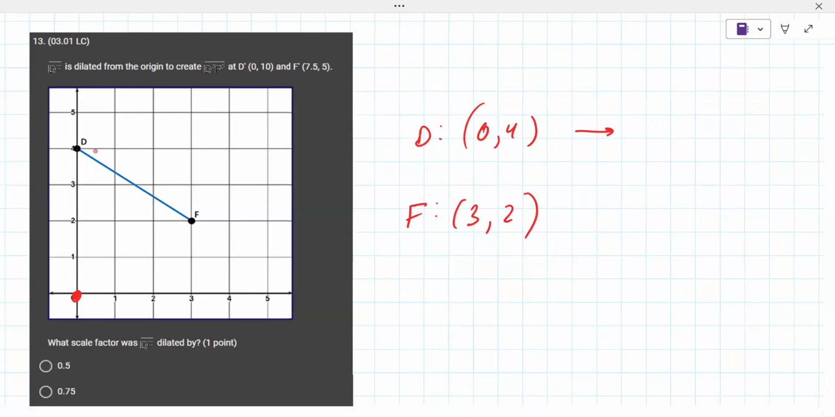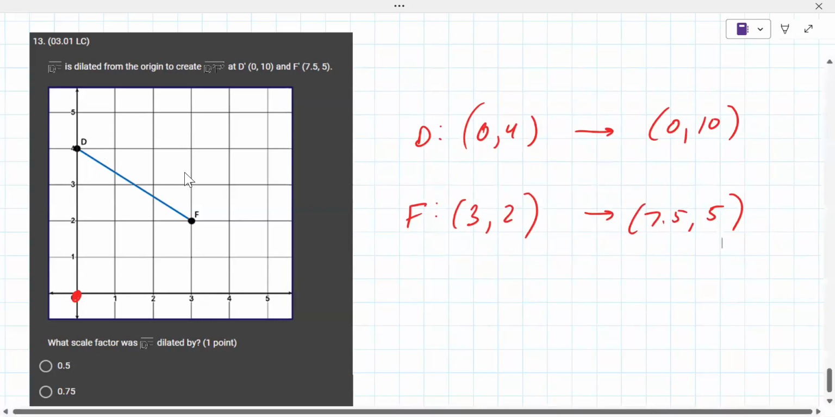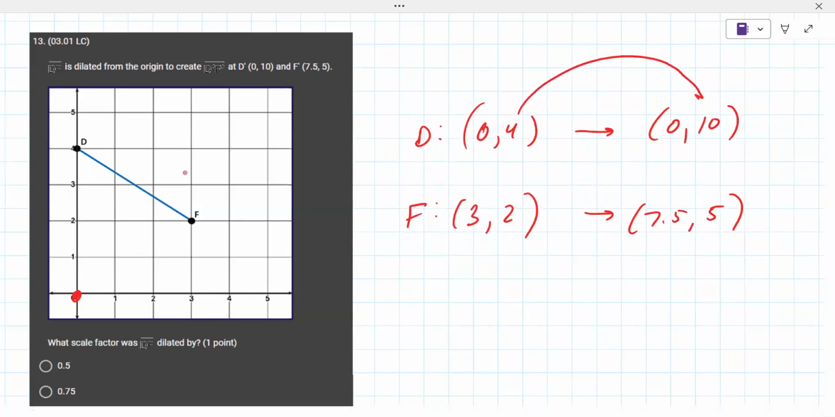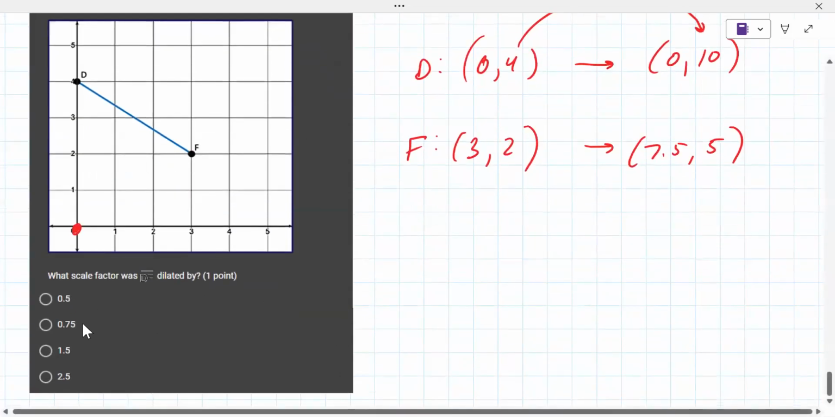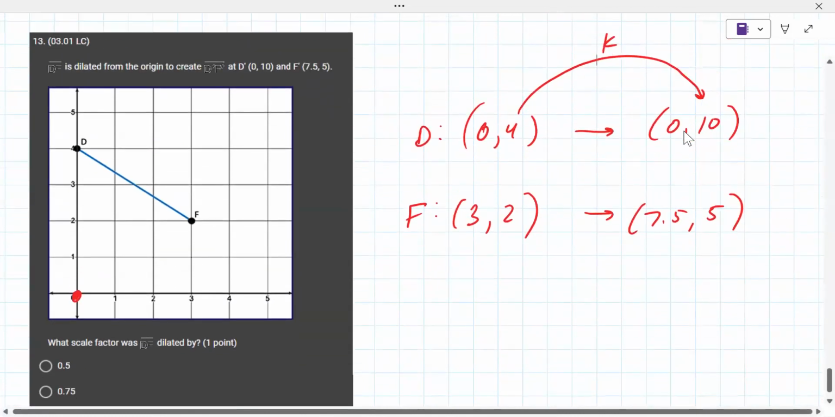When they go 2, it goes to 0, 10, 7.5, 5. So how do you go from 4 to 10? That's the question. What is the multiplication to go from 4 to 10? Is it 0.5, 0.75, 1.5, 2.5? How do you go from 4 to 10?